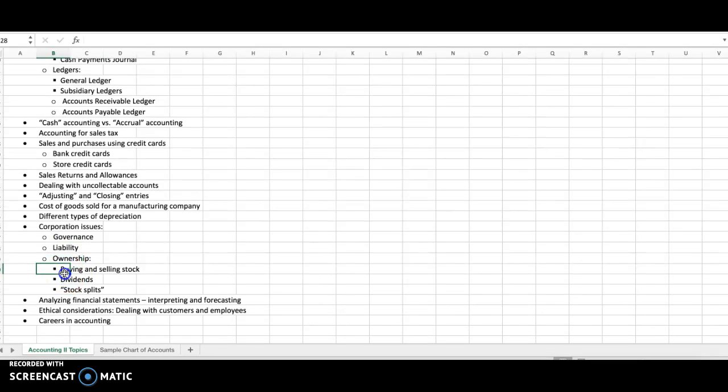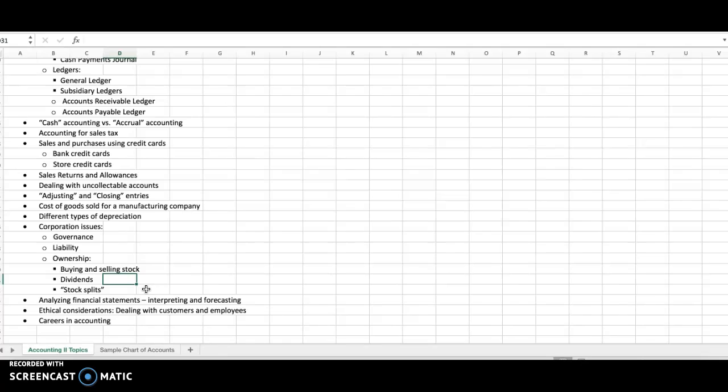We'll talk about buying and selling stock, talking more about dividends and something called stock splits. And as I said earlier, we will look more in detail at analyzing financial statements, interpreting them and forecasting, looking ahead. That's a very important part of the accountant's responsibility.